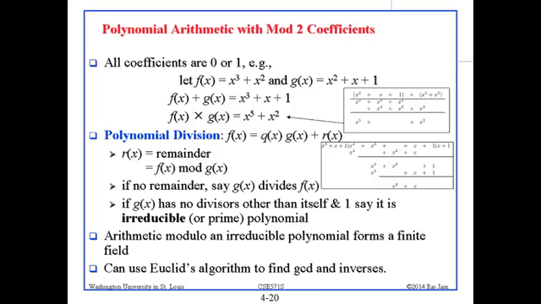Alright, so you can do multiplication and division in the polynomial. The main thing is that the coefficients are mod, powers are not. So you can have in mod 2 arithmetic power of 5, although the coefficient is only 0 or 1.